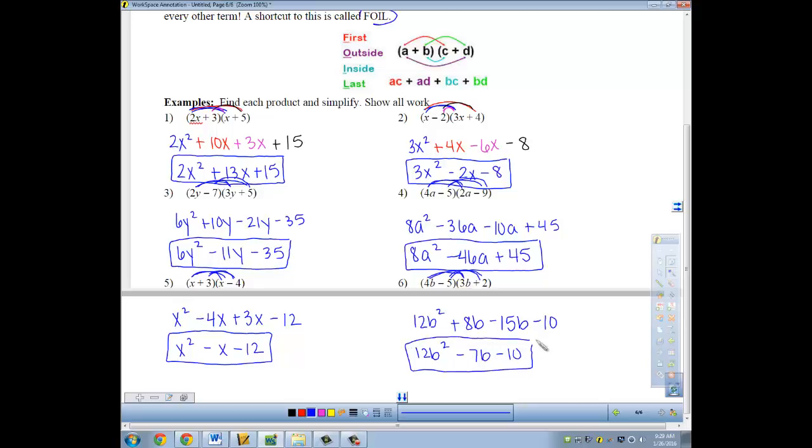So again, notice every single time we had a trinomial as an answer. Every single time when we simplified, we only had to combine those two middle terms. And always remember FOIL. So first terms in your parentheses, the outside terms of your problem, inside terms of your problem, and then the last terms in the parentheses. As long as you remember FOIL, you should not have a problem.